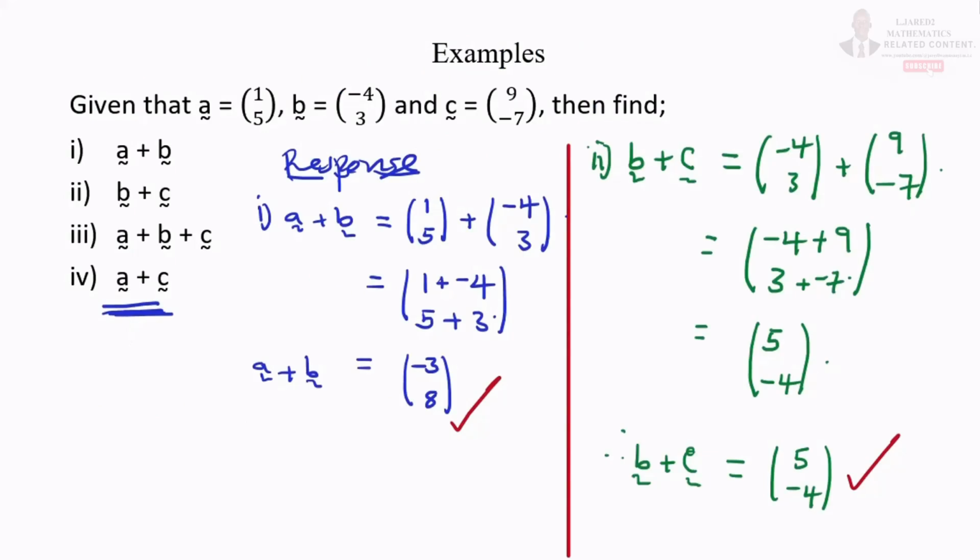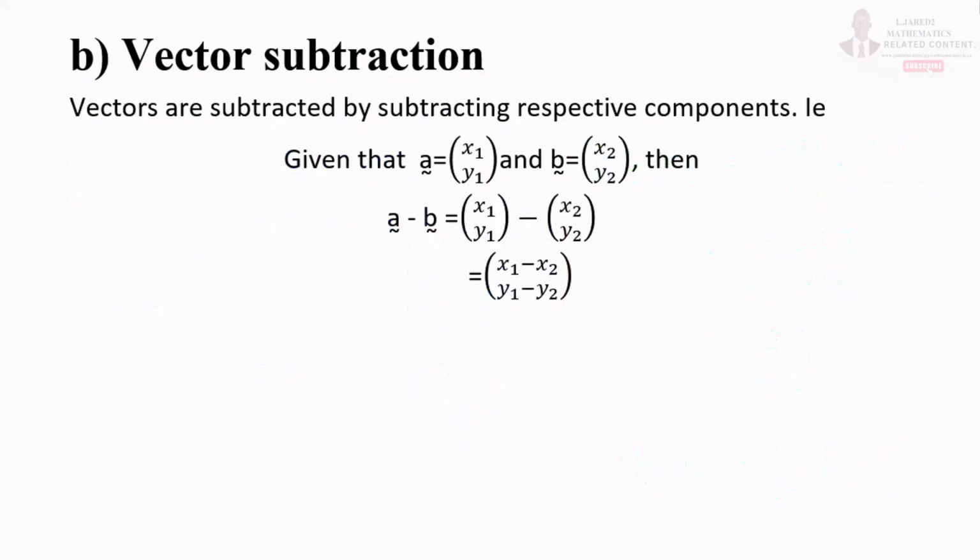Let's proceed to part B, where we are going to talk about vector subtraction. In the same way, vectors are subtracted by subtracting respective components. That's to say, if you have vector A equaling x1, y1, and vector B equal to x2, y2, then vector A minus vector B equals x1, y1 minus the one for vector B, which is x2, y2.